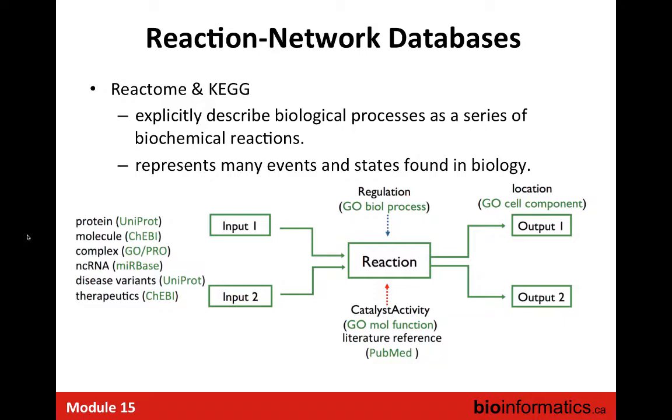Basically, they explicitly describe biological processes as a series of biochemical reactions. And the flexibility of that data model allows you to describe almost any type of reaction in the cell, whether it's metabolic, signaling, or gene regulation. So you have a series of inputs flowing into the reaction and a series of outputs. Then those outputs become the inputs for subsequent reactions. And then you get a pathway.